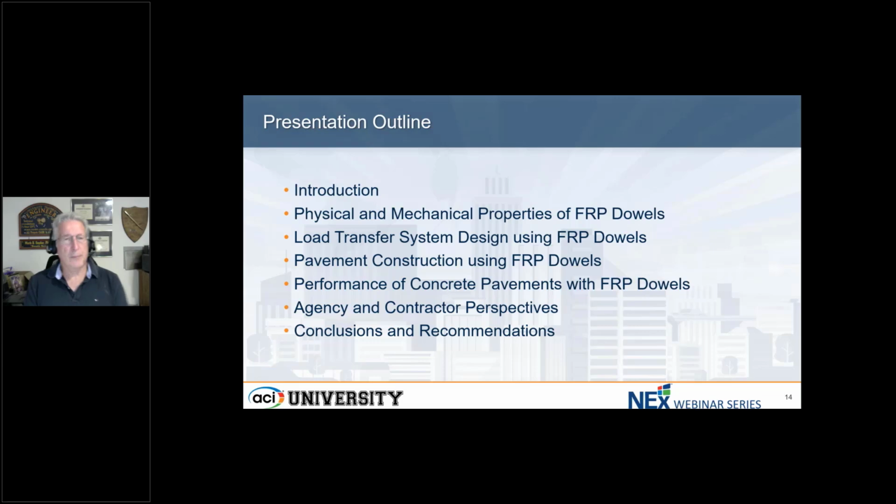The outline: a little introduction for background and context. We'll talk about physical and mechanical properties of FRP dowels, fiber reinforced polymer or plastic dowels, the important ones that we think affect performance of concrete pavements and behavior of the dowels in the system. We'll talk briefly about load transfer system design using FRP dowels. Talk a little bit about construction experience that's been accrued on projects with FRP dowels. We'll summarize performance to date of pavements constructed with FRP dowels, provide a little bit of the agency and contractor perspectives, and then wrap things all up at the end with a couple of recommendations and conclusions.